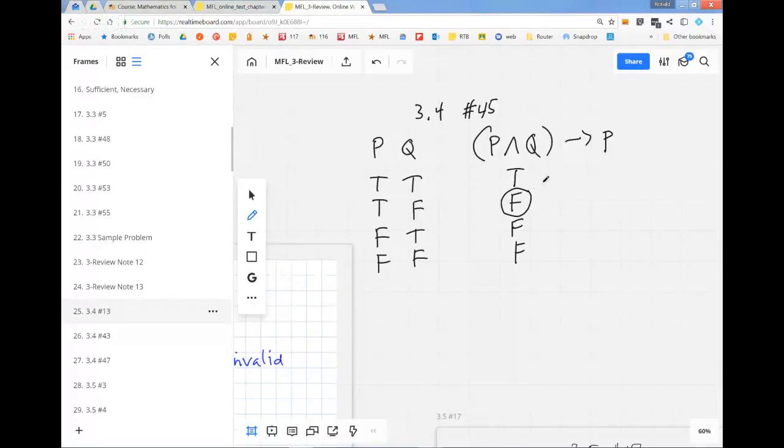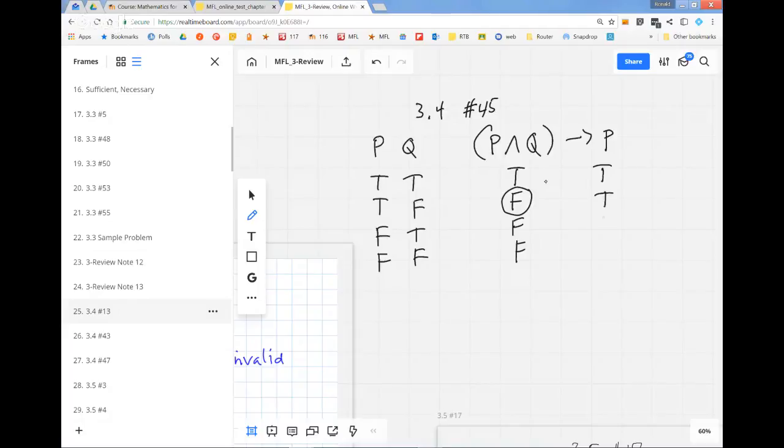No, that's okay. So this one right here can't be, because remember, it's only true when both are true. Oh, I was going by the other rule. False. Yeah, you've got to really nail the rules. Okay, then for P, I'm just going to copy what I've got over on the left: true, true, false, false.